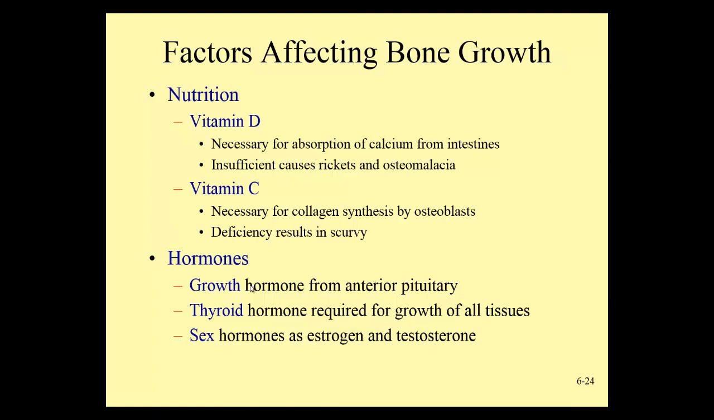The thyroid hormone is also important for growth of all tissues, and the sex hormones estrogen and testosterone are important for growth. We find that estrogen acts quicker on bone, so therefore girls start to grow taller sooner than boys do. But girls' growth is complete about age 18, where testosterone, even though it acts more slowly on bone, it acts longer on bone, and boys are not done growing in height typically till about age 18.